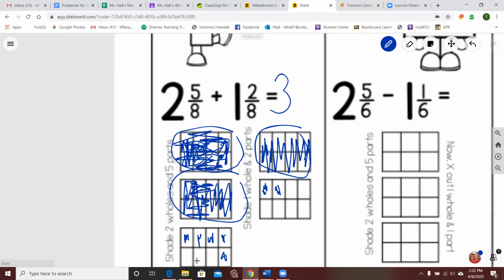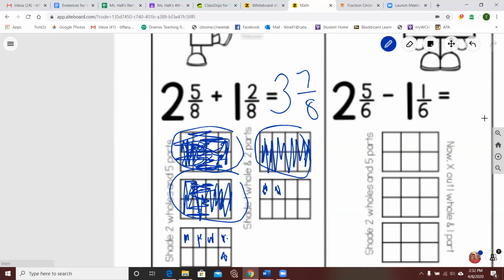Now let's count the parts. 1, 2, 3, 4, 5 over here. 6, 7 over here. So that would be 7 over 8 as our denominator. Remember, we do not add the denominators together. So the answer for this problem was 3 and 7/8. Okay, what about a subtraction?